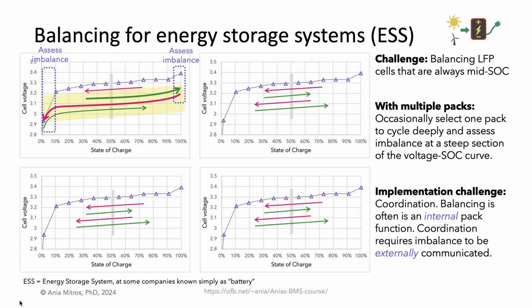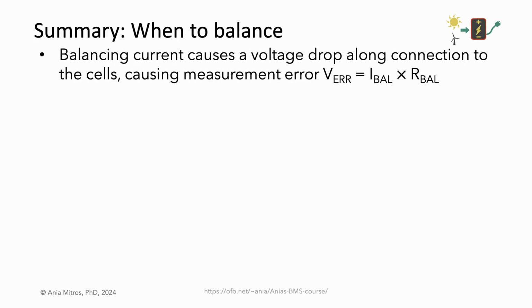The trick is coordination. Balancing is usually thought of as something that a pack does internally and implemented thus. The idea on this slide requires a central controller to coordinate the packs and requires each pack to communicate its imbalance externally. Let's summarize the key points in this section.